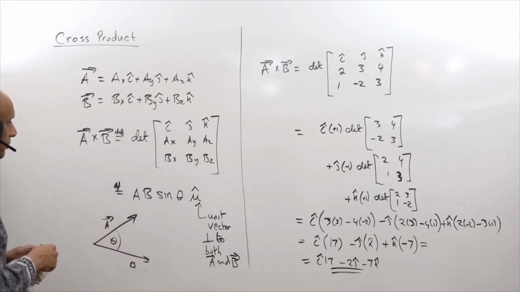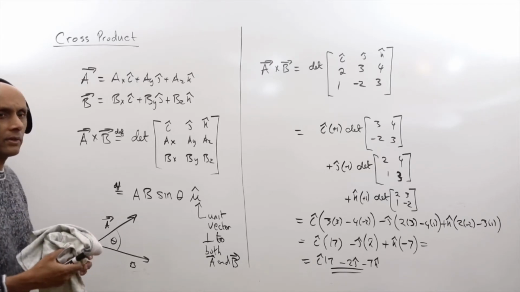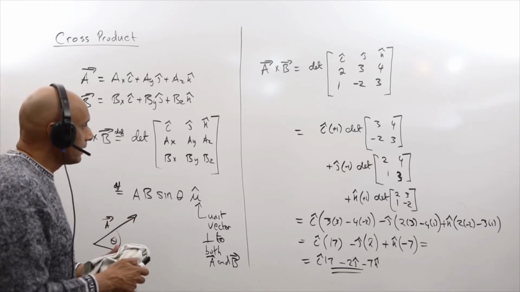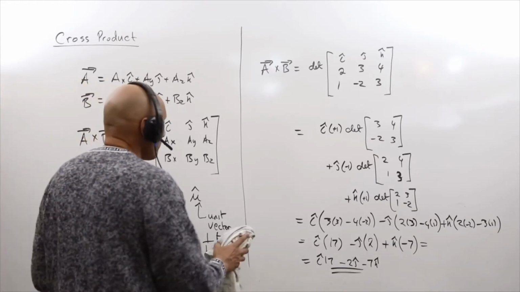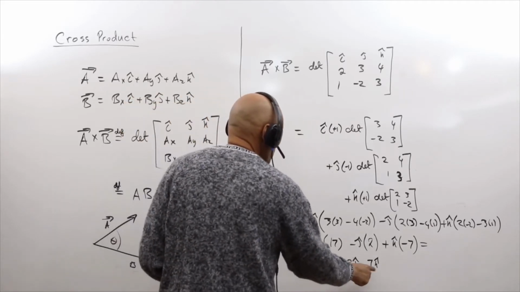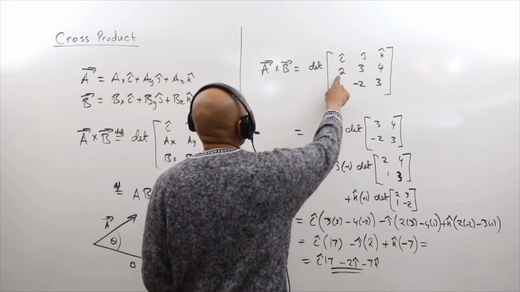And we'll have to actually prove these statements, but I'll take this for granted right now, and I'll make another video right after this video to actually prove the statement. Anyway, let's just make sure. So you're saying that 17i minus 2j minus 7k is perpendicular to both A and B.